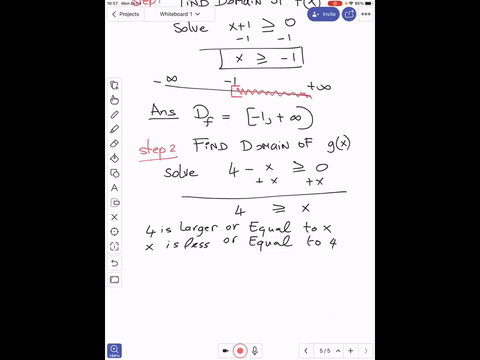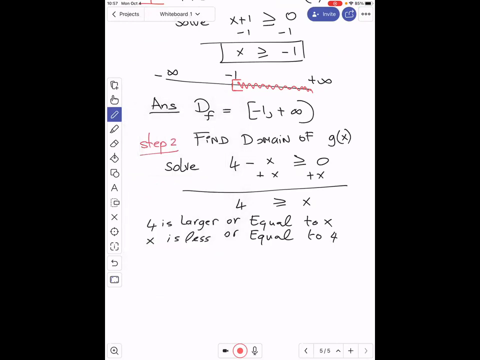Okay, so on your number line is 4, negative, positive infinity. Your x is less than or equal to 4, so that would be the interval on the left side of 4. It's going to be from negative infinity to 4. 4, of course, is included because x can be equal to 4. So the domain of g will be negative infinity to 4, the 4 included.